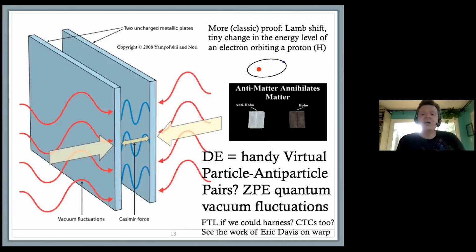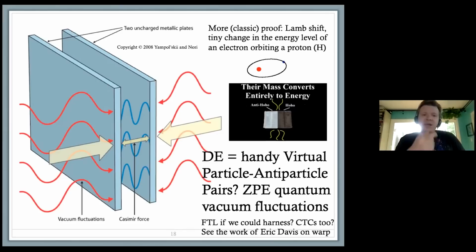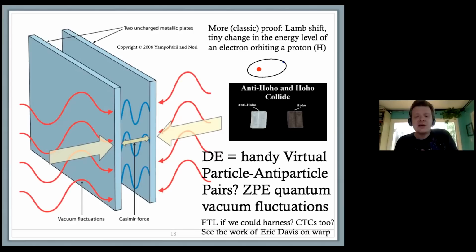So this is potentially very exciting if we could find a way to harness this, because one of the ways, not the only way, there are alternative ideas by Bobrick and others, but Eric Davis and Hal Puthoff and the original Miguel Alcubierre paper suggest that if you could harness something that had negative mass energy or negative energy, even temporarily, this leads to the ability to develop real life warp drives, faster than light, or closed time-like curves. That's time travel to the past, one of my other favorite things.